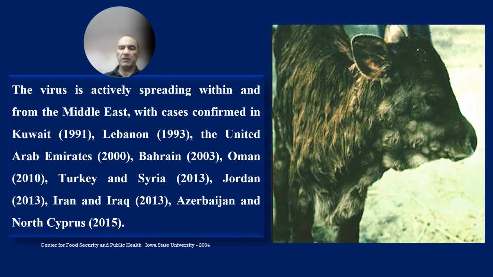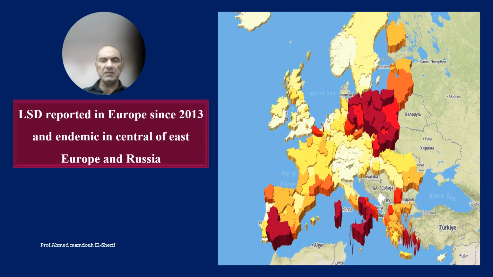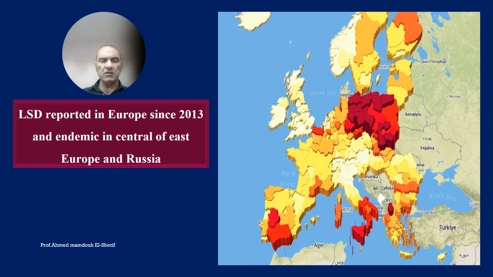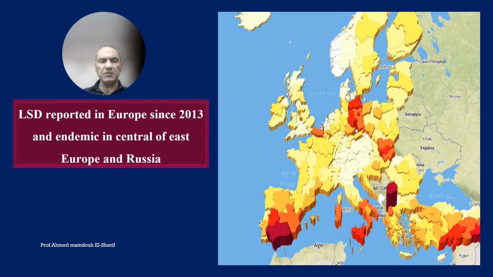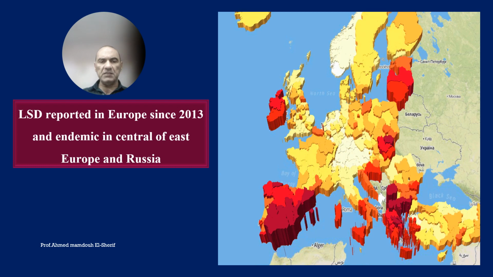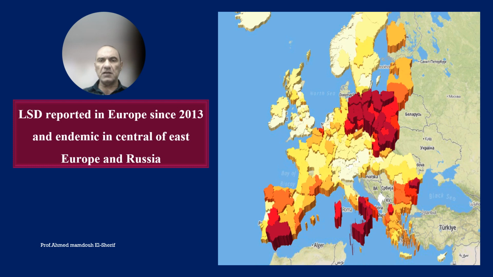The picture shows multiple nodules on the lower jaw, head, dewlap, abdomen, chest, and legs of calves during epidemics. This is a complete real picture demonstrated in whole countries during epidemics, including Egypt. Lumpy skin disease, as in this picture, has been reported in Europe since 2013 and become endemic in Central and East Europe and Russian countries.